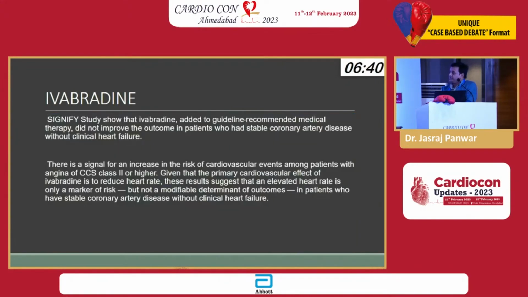But what we see in a similar study is that ivabradine added to GDMT did not improve the outcome in patients who have stable coronary disease without clinical heart failure symptoms. There is a signal for an increase in the risk of cardiovascular events when the patient has angina class 3 or higher, even though the primary cardiovascular effect of ivabradine is to reduce the heart rate. These results suggest that an elevated heart rate is only a marker of risk, not a modifiable determinant of outcome, especially in the absence of heart failure symptoms.